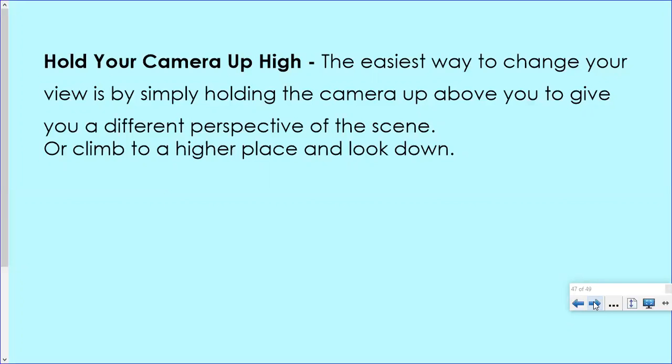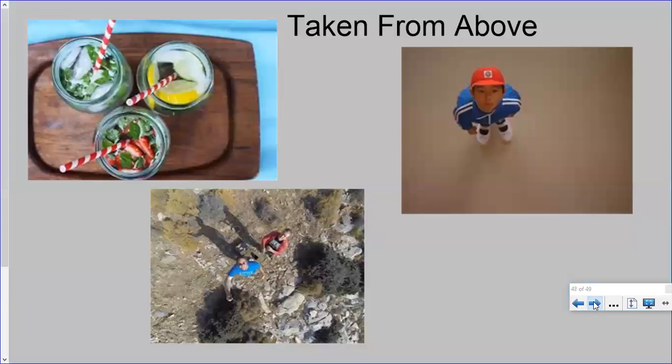Climb up to the top of the stairs and have someone down below you as you're looking down at them. Or climb up on your swing set and look down on somebody that's below you. So shooting down on something gives you another perspective.